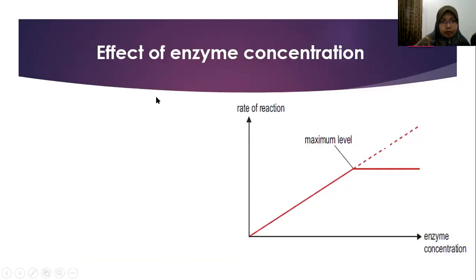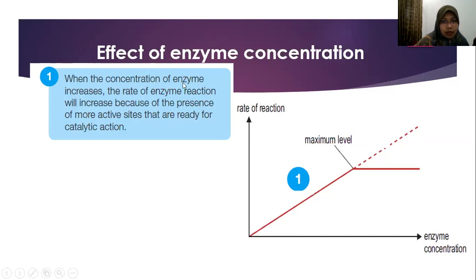Last one: the effect of enzyme concentration. The substrate and enzyme, they are best friends. If we want to increase the enzyme reaction, we need enough enzyme concentration and enough substrate concentration. When the concentration of enzyme increases, the rate of enzyme reaction will increase because of the presence of more active sites that are ready for catalytic action.